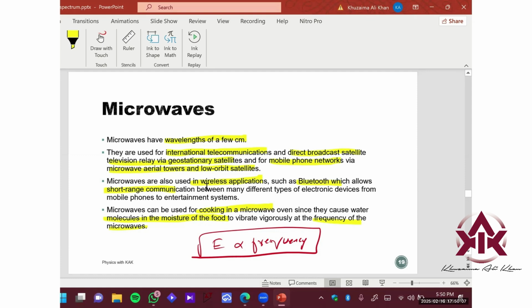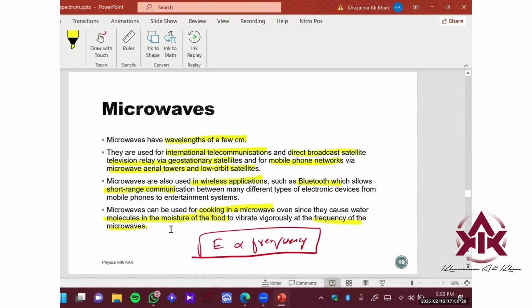And it is used for short range communication, right? Let's say Bluetooth. So Bluetooth is basically operated by microwaves. And if you have geostationary satellites, right? So they are operating at microwaves over here, right? So I guess this makes sense. It's pretty simple, right?